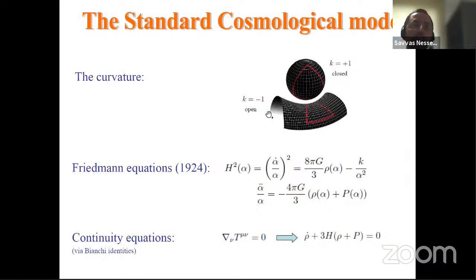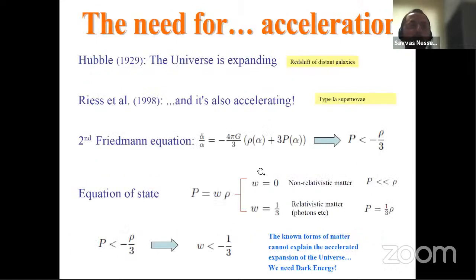Now, the curvature can be 0 for a flat universe or plus and minus 1 for a closed and open universe. And if we use the Robertson-Walker metric and the Einstein equations, then we can get the Friedmann equations, which relate the evolution of the universe through the first derivative of the scale factor on the left-hand side and the energy content of the universe on the right-hand side. And of course, we also need the continuity equations, which tell us how the energy density of the various particles evolves with time.